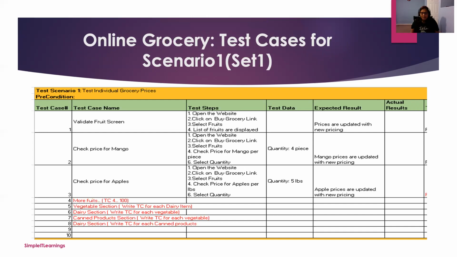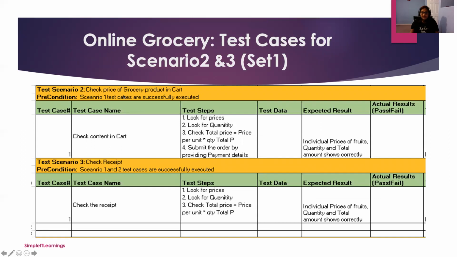Now, the same example, scenario 2. So in this scenario 2, my precondition is fulfilled, like test cases are successfully executed. Test case 1 and 2 are successfully executed before checking the receipt. Same thing, test case number, test case name, and test steps, and you would be writing your test data here. Like I selected mango with a quantity of 10, banana 5 dozen, or whatever you have. You can fulfill here, based on that, your expected results and the actual results.